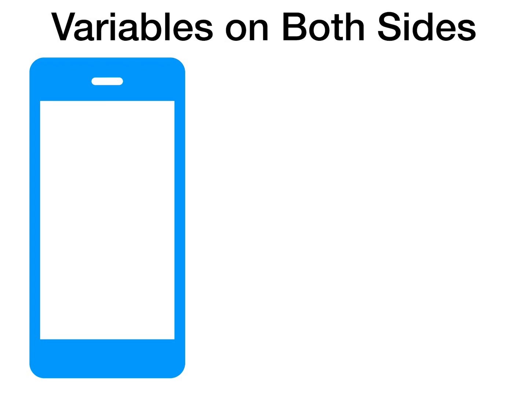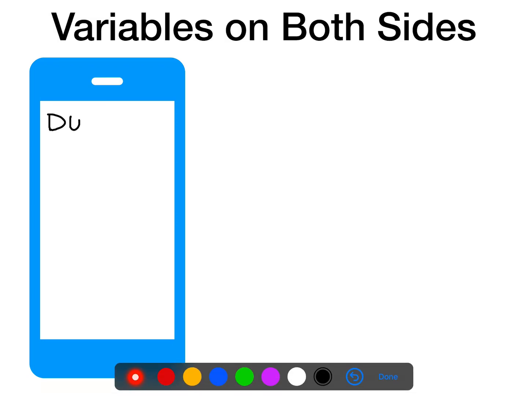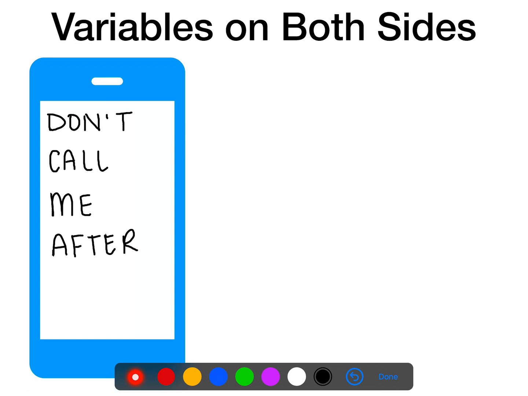Variables on both sides. So today we're going to take "don't call me after midnight" and we're going to focus on adding in the ME step.